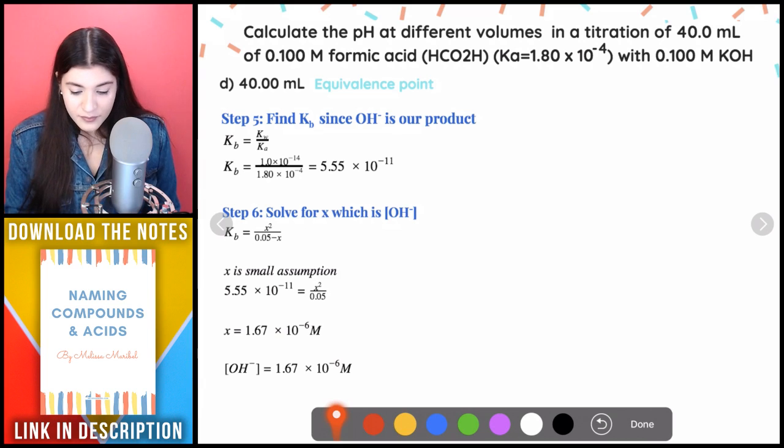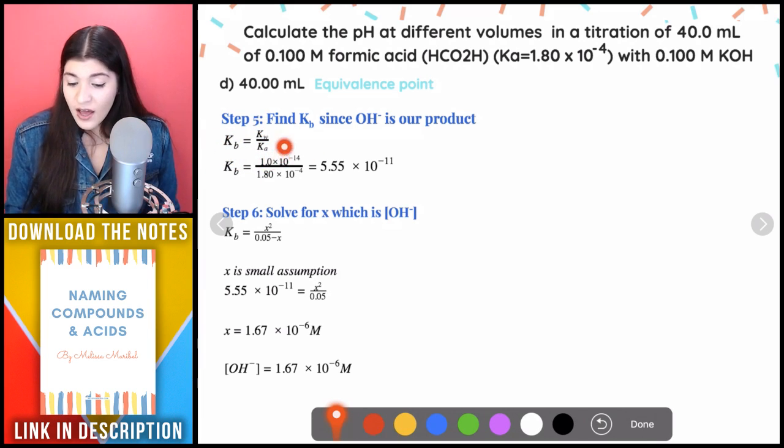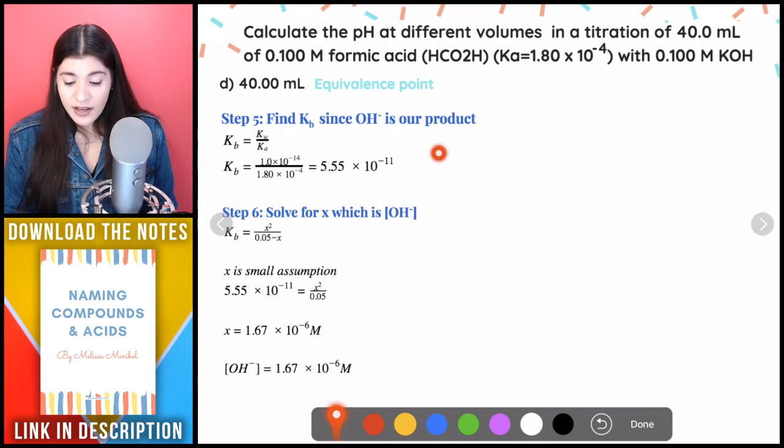How I would do that is just using this formula, where Kb is equal to Kw divided by Ka, where Kw is 1.0 times 10 to the negative 14th. I would divide this by the Ka value that was provided, and then that would give me my Kb value.